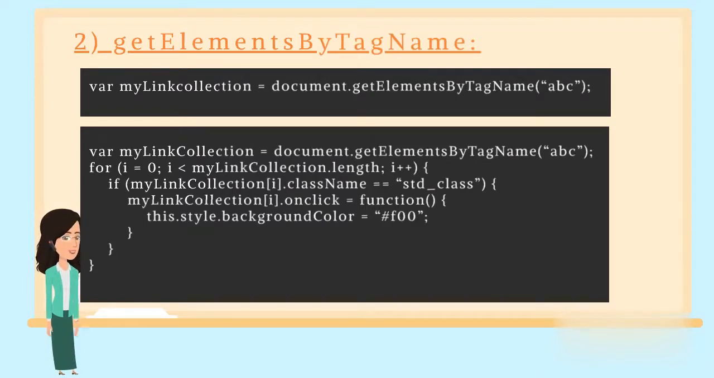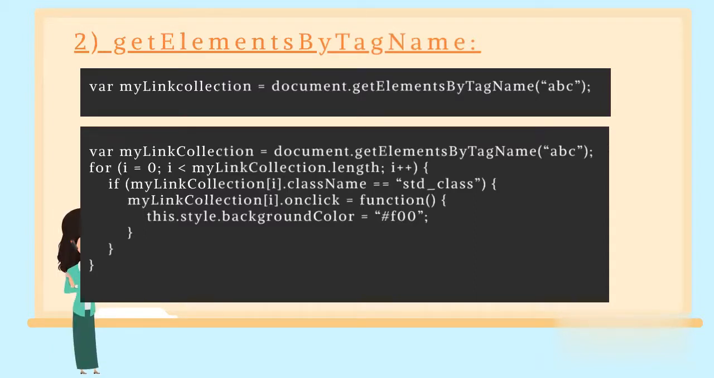Here, when you collect the links into an array, that is MyLink collection, we use a for loop to navigate. Next, the loop sets a condition: if class name equals standard class, there is a trigger attached to it using onClick. The trigger is background color.